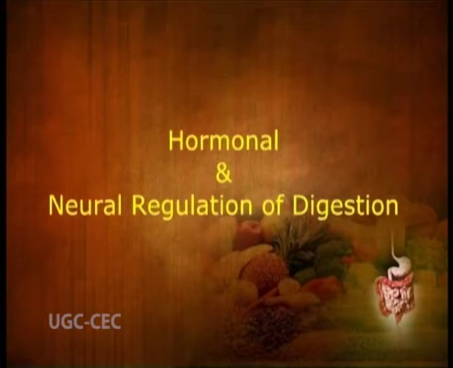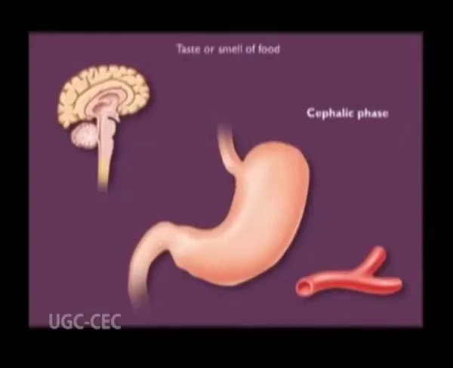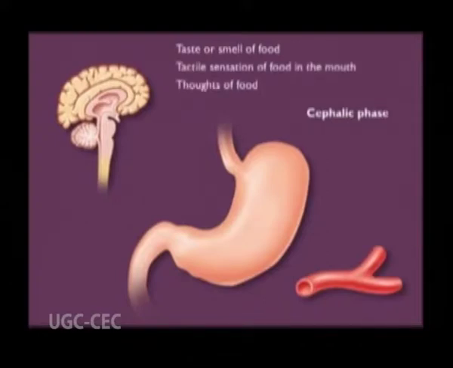Let's talk about hormonal and neural regulation of digestion. Regulation of digestion by hormones occurs in three phases: cephalic phase, gastric phase and intestinal phase. Cephalic phase. During the cephalic phase of digestion, the smell, sight, thought or initial taste of food activates neural centers in the cerebral cortex, hypothalamus and brain stem.